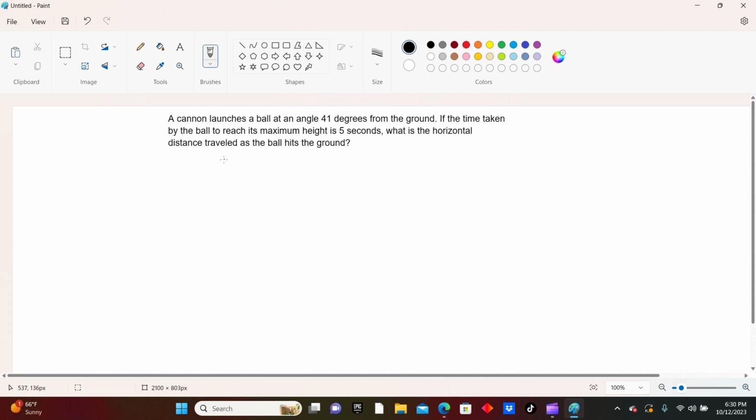Okay, our last question says, a cannon launches a ball at an angle of 41 degrees from the ground. If the time taken by the ball to reach its maximum height is 5 seconds, what is the horizontal distance traveled as the ball hits the ground?